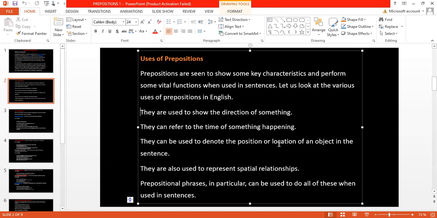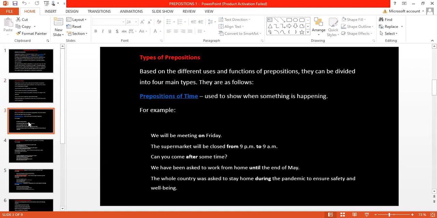So this is a very important topic we must not take lightly. We have to be serious with this and look at the examples and work with all that we've got. All right? Prepositional phrases in particular can be used to do all of these when used in sentences. So take note of that. Let's move on. Types of prepositions. Based on the different uses and functions of prepositions, they can be divided into four main types.